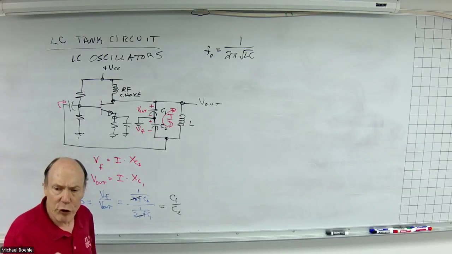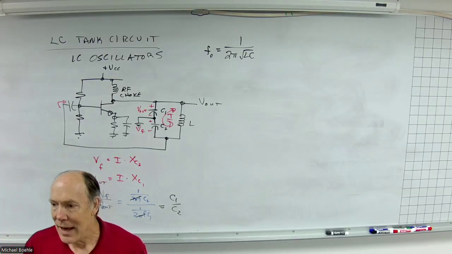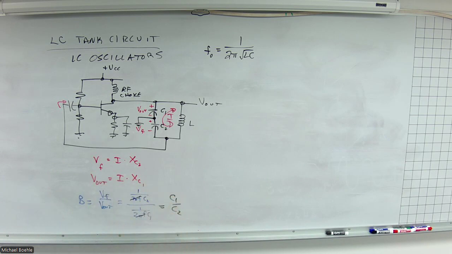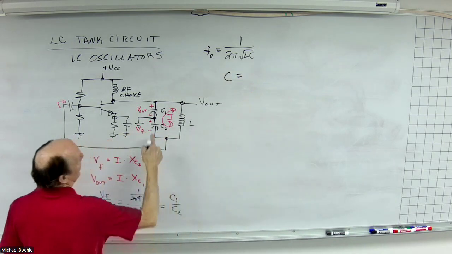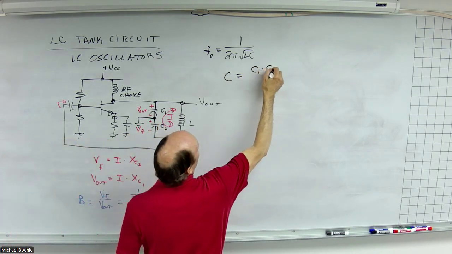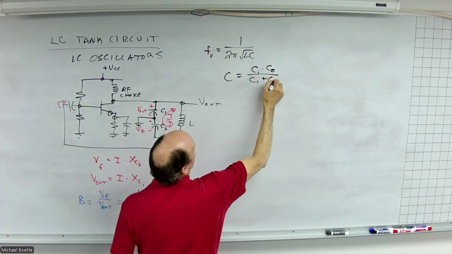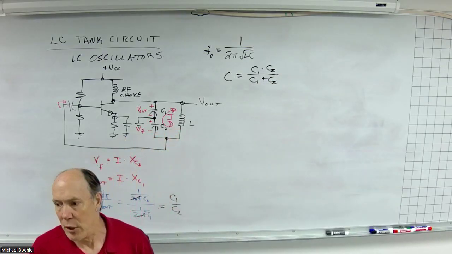So when capacitors are in parallel, they add. When they are in series, how do they combine? Like parallel resistors. The formula is the same as parallel resistors. So for two of them, product over the sum. So the capacitance in this circuit would basically be C1 times C2 divided by C1 plus C2. And that would be your resonant frequency.